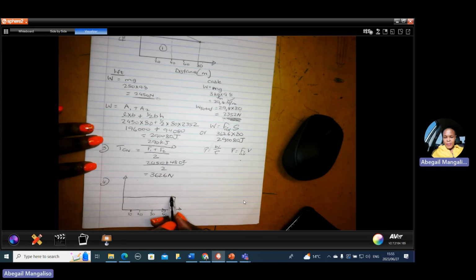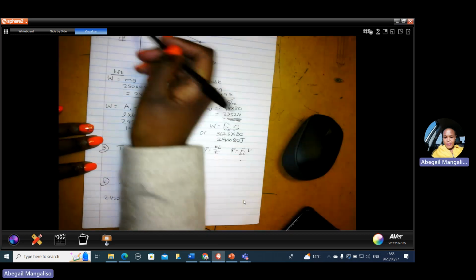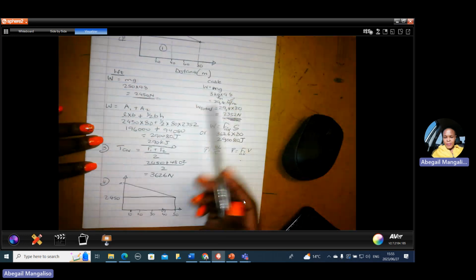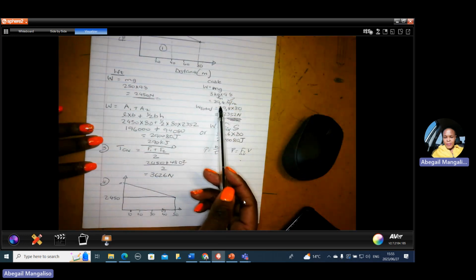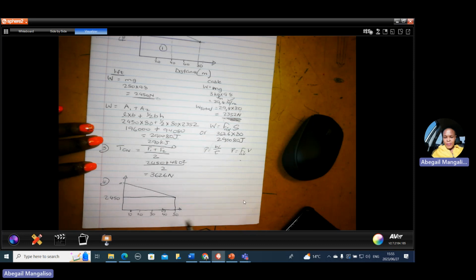But the chain is getting shorter and shorter until that point. So this one will remain 2450. But the total we plot there cannot be that total when it was 80 meters. So we need to get what is the total of the chain if now it is at 50 meters.